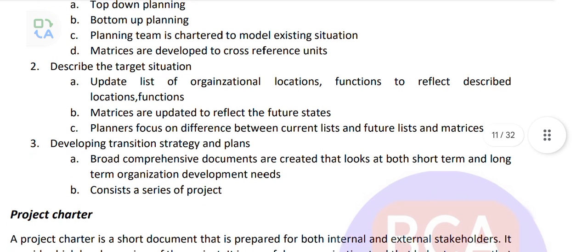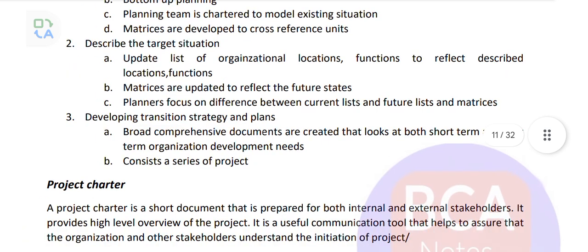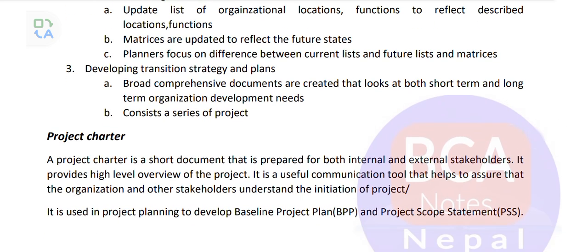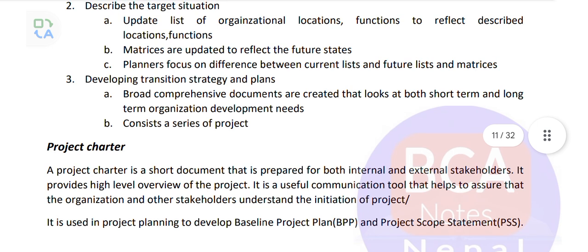Developing the strategy and plan: a broad comprehensive document that looks at both short-term and long-term organization development. It consists of a series of project charters. Project charter is a short document that is prepared for both internal and external stakeholders. It provides a high level overview of the project. It is a useful communication tool that helps to ensure that the organization and other stakeholder organizations initialize the project.